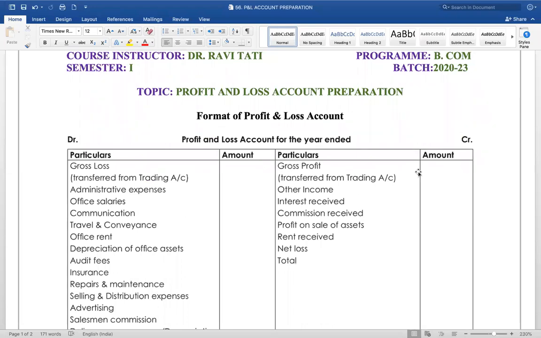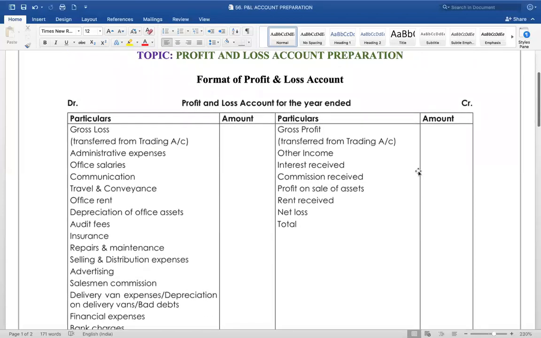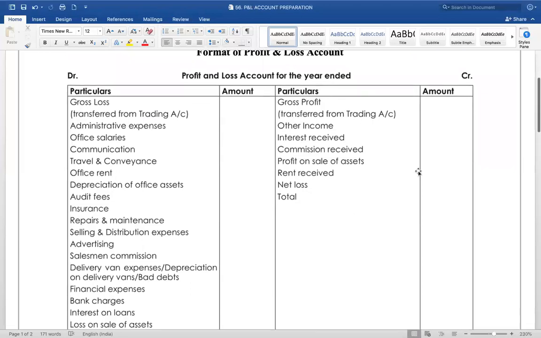What is the objective of preparing a profit and loss account? To ascertain the business result. What is a result? A result can be profit or loss. To ascertain that, we have a format, a template. So this is the template. A template of the profit and loss account has a debit side as well as a credit side.